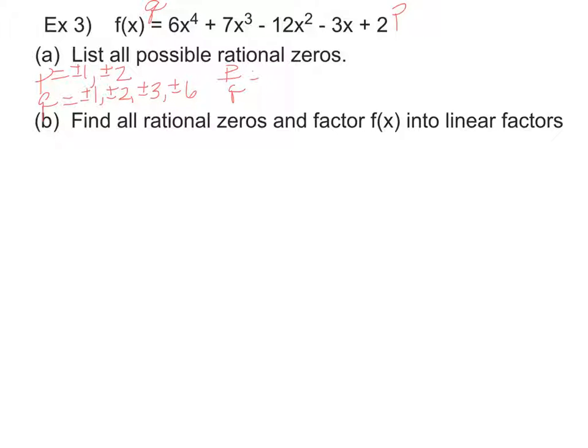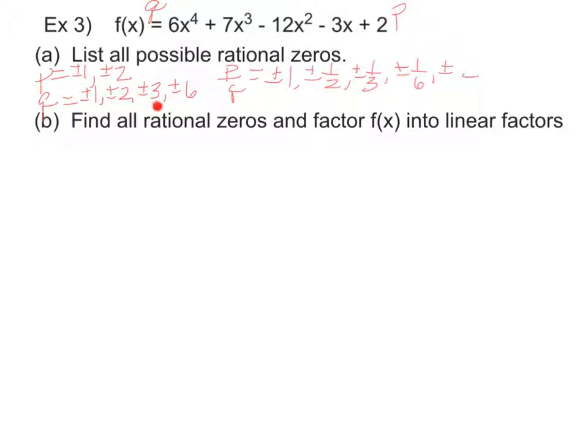So the first one that you have is your 1 divided by 1. So 1 divided by 1 is 1. Then your 1 divided by 2 is going to be 1/2. Then your 1 divided by 3 is 1/3. Your 1 divided by 6 is 1/6. Then you go to your 2's. So you're going to take your 2 divided by 1, which is going to be 2. 2 divided by 2, that's the same thing as 1, and we already have that option, so we don't need to write it again.